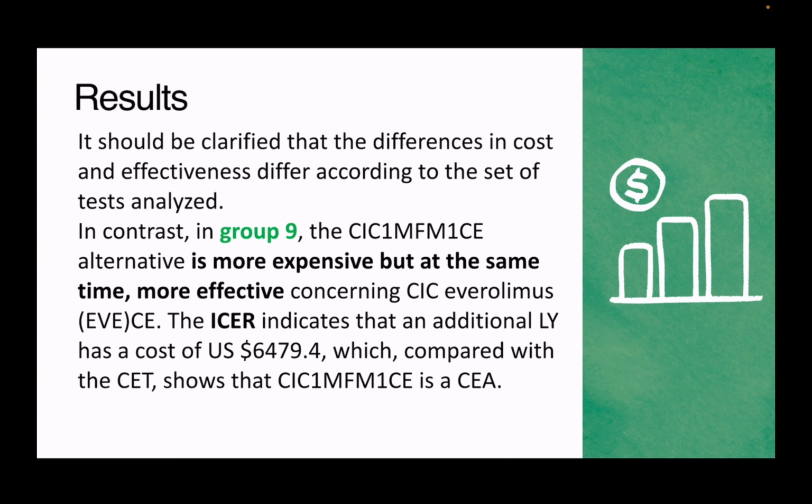In contrast, in group 9, the cyclosporine, mycophenolate mofetil, and corticosteroid alternative is more expensive but at the same time more effective concerning the cyclosporine, everolimus, corticosteroid. The ICER indicates that an additional life year has a cost of 6,479.4 US dollars, which compared with the cost-effectiveness threshold shows that the cyclosporine, mycophenolate mofetil, and corticosteroid is a cost-effective alternative.